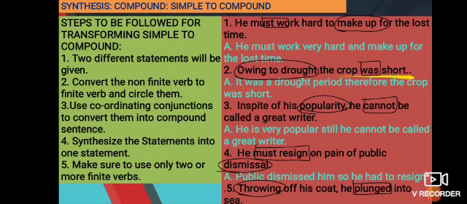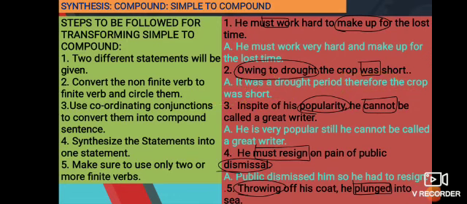Why was the crop short? Because. Okay, so this shows reason. So for reason you have to use "for", "so", "therefore". But while using these, "so" and "therefore", you have to see that your reason comes ahead. So the reason is ahead. It was a drought period, therefore the crop was short. Now you again have two finite verbs, "was" and "was", with the conjunction "therefore".